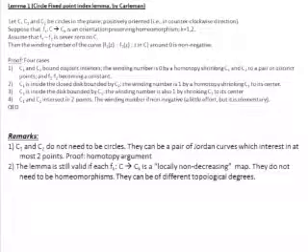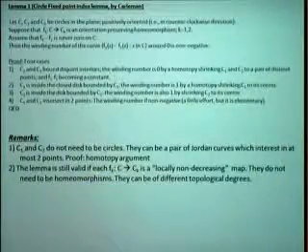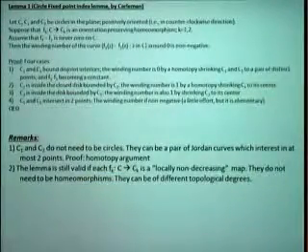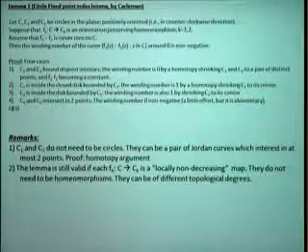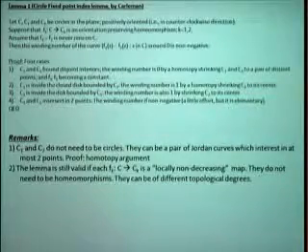Anyway, there are 2 observations. C1 and C2 really do not need to be circles. They can be any Jordan curves as far as they intersect at most at 2 points, and that's by a simple homotopy argument. And the second, this is not needed, but the lemma is still valid if F1 and F2 are locally non-decreasing functions. They don't have to be homeomorphisms. They can be of different topological degrees. They don't even have to have the same degrees.